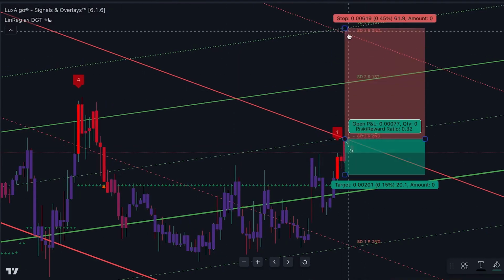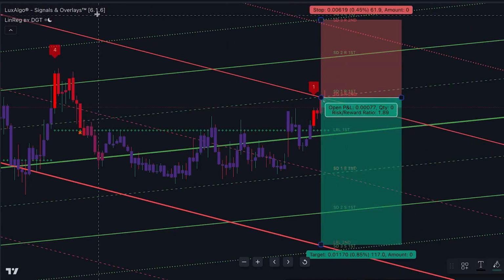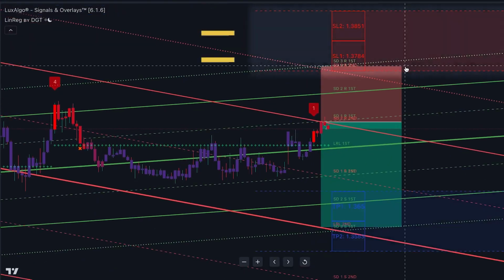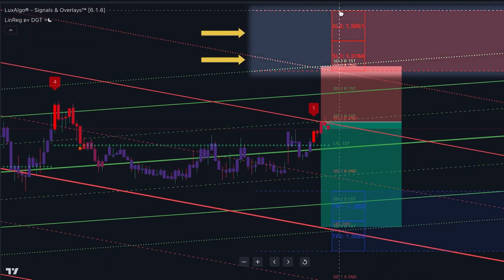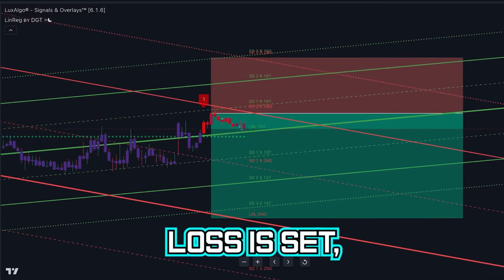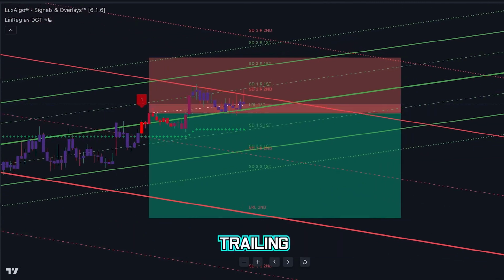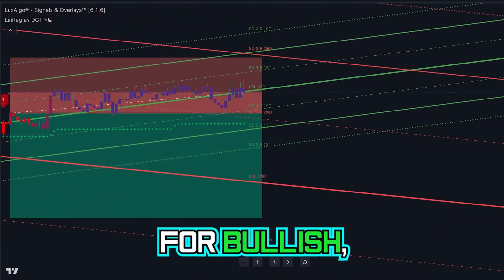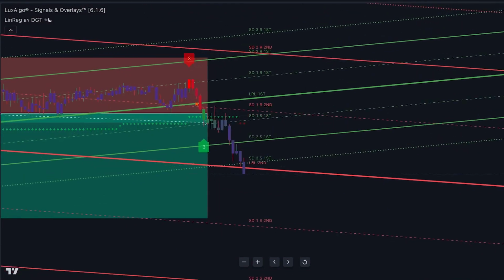If when the signal appears you're outside of the third standard deviation, you can enable the stop loss and take profit feature in the signals and overlays indicator to get stop loss levels based on current volatility. Once we have an entry and stop loss is set, we will allow the trade to run while trailing the entry with the trend tracer. If this turns green for bullish, we will close our trade.